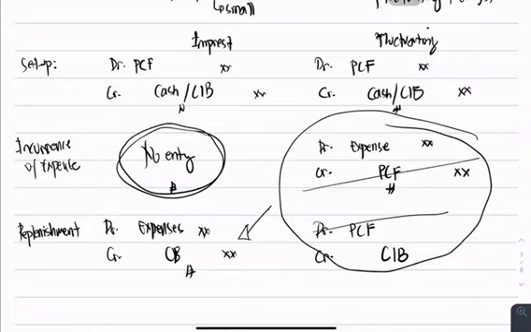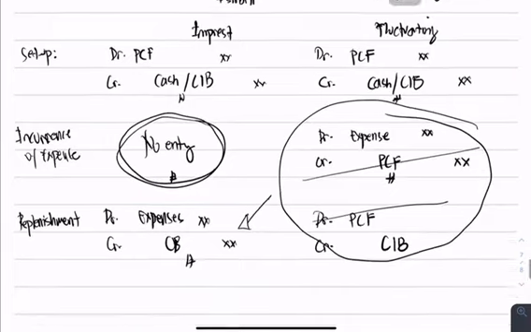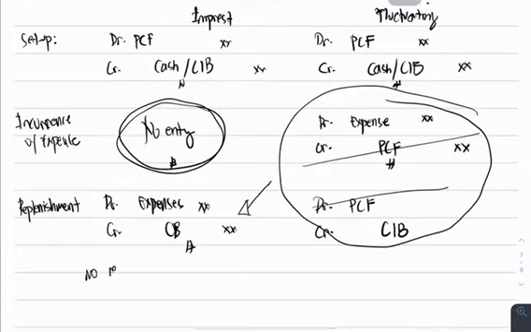Sir, question. What if there is no replenishment? It is already the end of the month. There is no replenishment under imprest system. What should we do? Should we not record the expenses? If there is no replenishment under imprest, you will record the total expenses as a decrease over your petty cash fund. So debit expenses, credit petty cash fund.